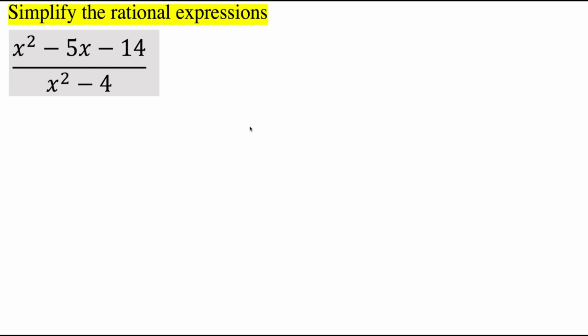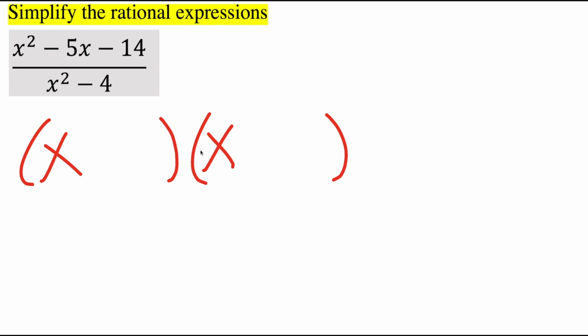So let's begin. Our first step is to identify the restrictions. In order to do that, we need to factor both the numerator and the denominator and clean it up a little bit. So instead of saying x squared minus 5x minus 14, we can say parentheses, parentheses, x, x. And we think to ourselves, what two numbers multiply to give us negative 14 but add to give us negative 5? We know negative 7 plus 2 could work because 2 times negative 7 is negative 14, and 2 minus 7 is negative 5.